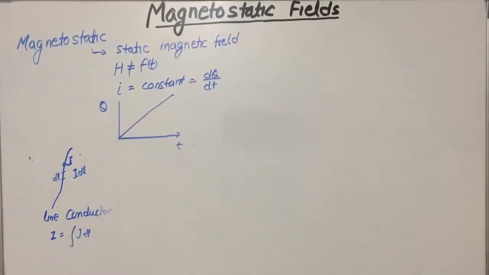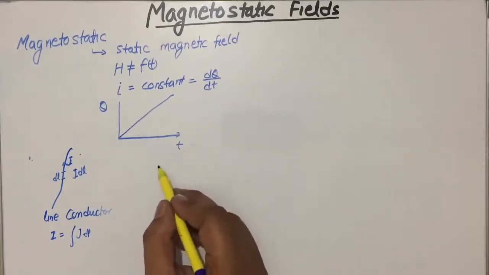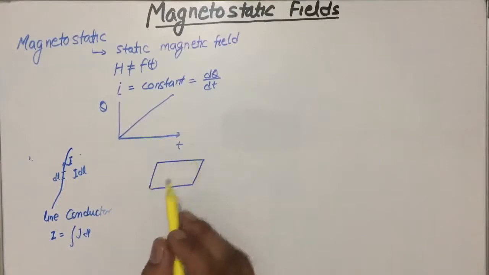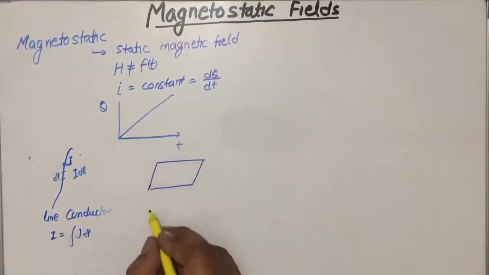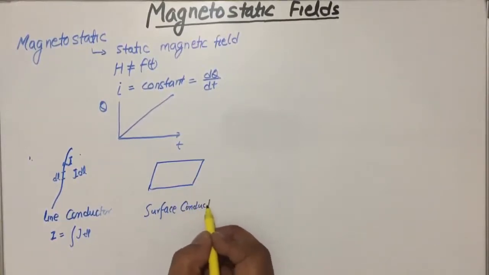Okay, and the another possible way is the surface conductor. This is line, this is surface conductor. In a surface conductor, we can have this understanding from the skin effect. We have studied that in the case of AC current, the skin effect exists, and in that case the current flows from the surface of the conductor. From there we can recognize this.